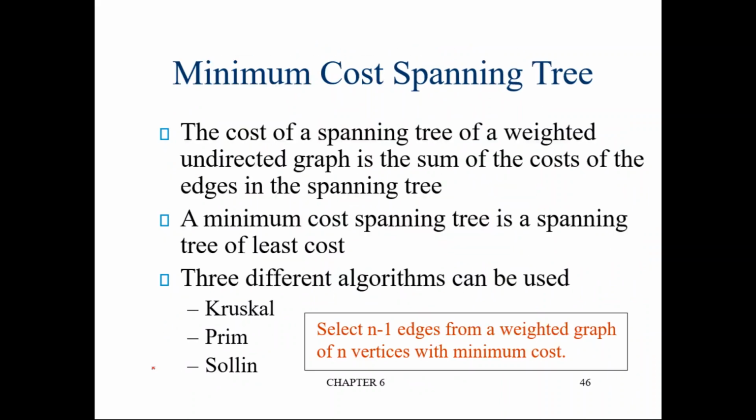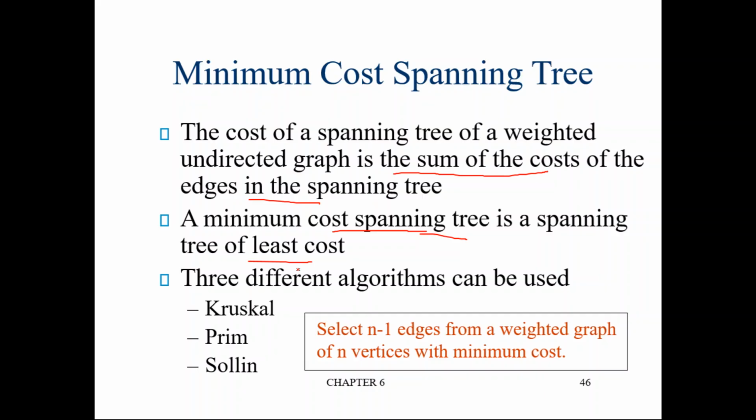So I think you are clear with minimal cost spanning tree. So the cost of a spanning tree of a weighted undirected graph is the sum of the cost of the edges in the spanning tree. The minimum cost spanning tree is a spanning tree of least cost. Okay, so this is the definition.